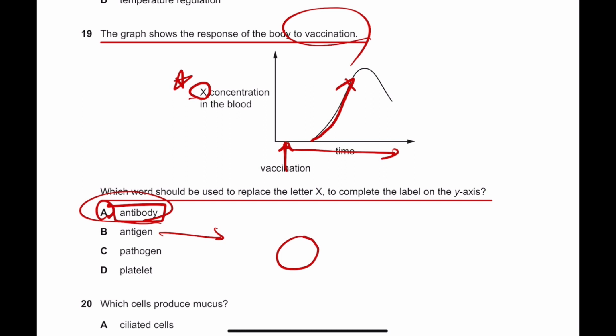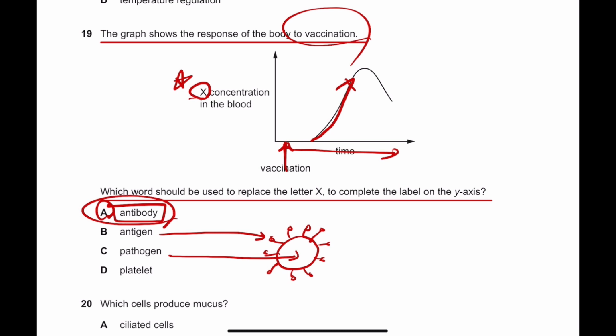Antigens are the substances on the surface of disease-causing microorganisms called pathogens. Platelets are good things within our body. They help us form blood clots. So when we get injured, we immediately make blood clots, and that's done by platelets. Of course, vaccination is not for making platelets. We use it for making antibodies. So the answer is A.